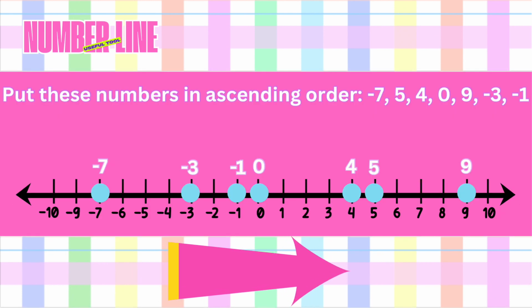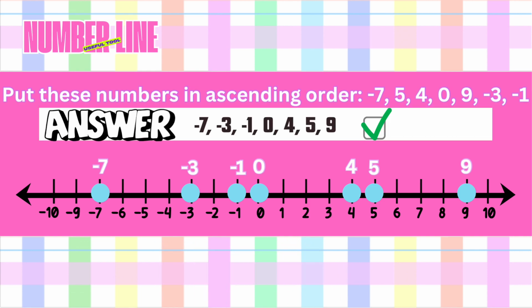I want you to put these numbers in ascending order. -7, 5, 4, 0, 9, -3, and -1. This is where plotting these points on a number line becomes really important. When you draw a number line and mark where each of these numbers belongs, you can easily see which numbers are smaller and which are larger. Remember, in ascending order, you're going from least to greatest, moving from left to right on the number line.